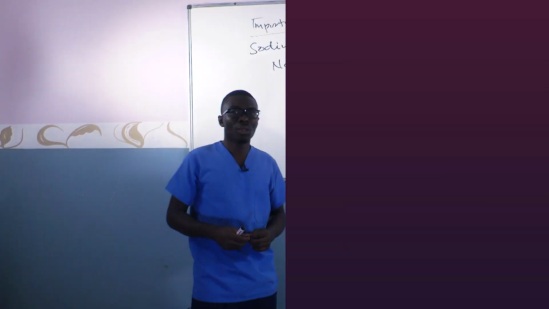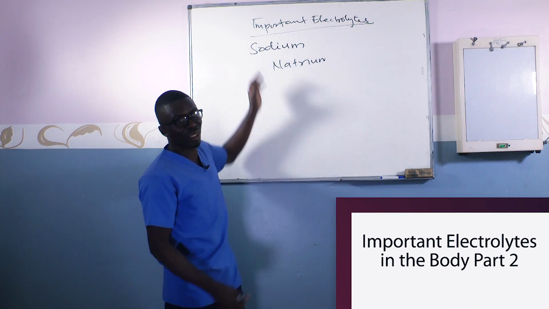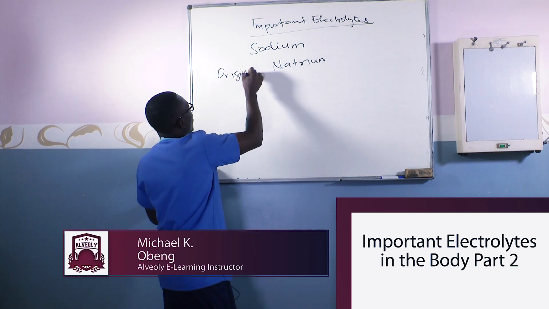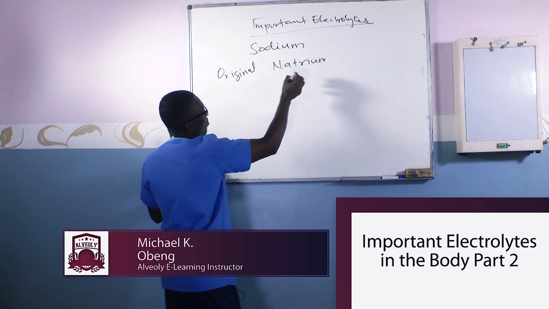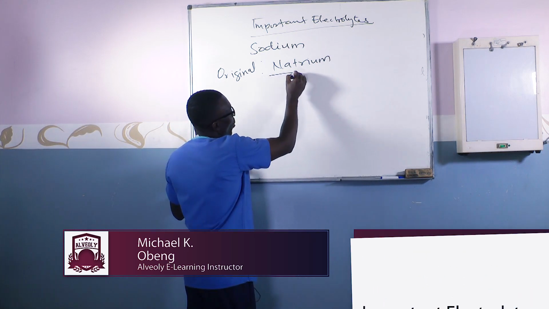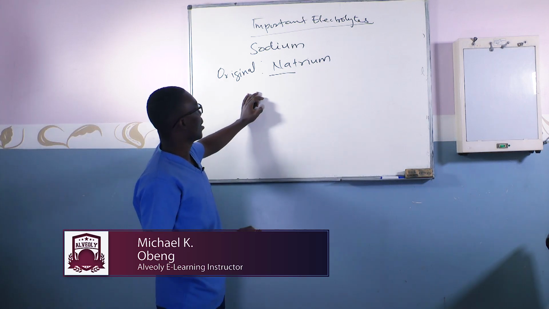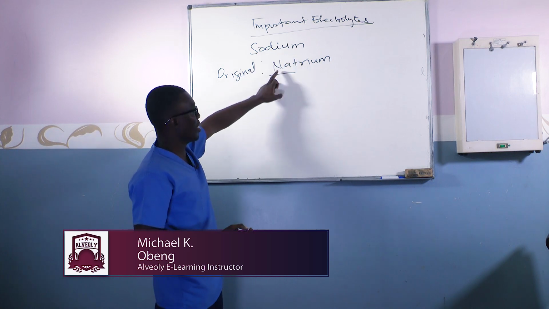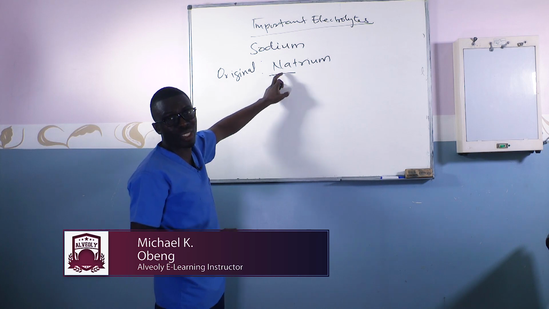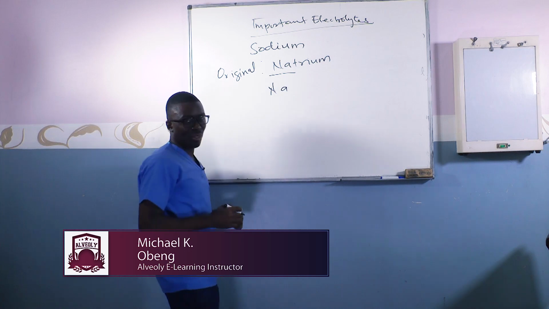All right, so our first electrolyte is sodium, and the native name of sodium is natron. That is why when we were in secondary school or high school, we were told that the symbol for sodium is Na, because this is its original name. So the symbol of sodium is Na.